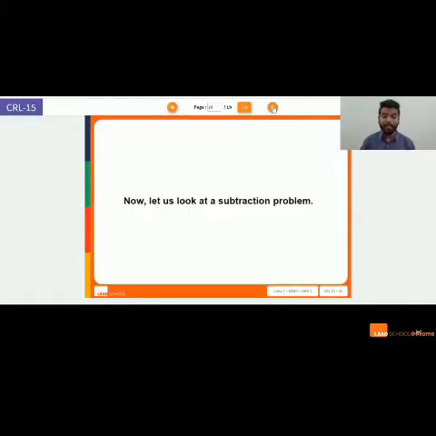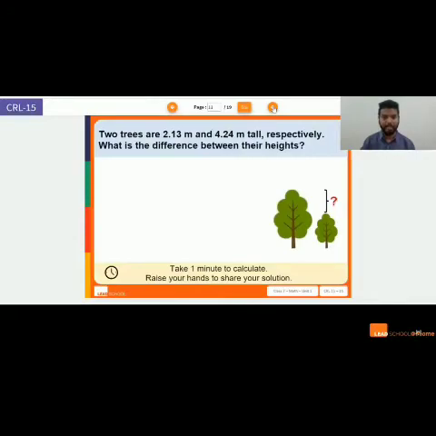Now, let us look at a subtraction problem. All right. I hope all of you have your notebooks and pens handy and you're solving it side by side. Let us look at the question. Two trees are 2.13 meters and 4.24 meters tall. What is the difference between their heights?